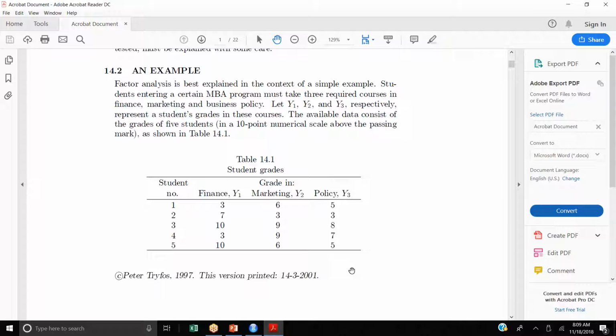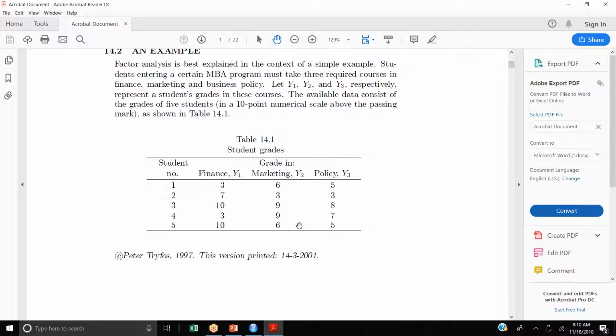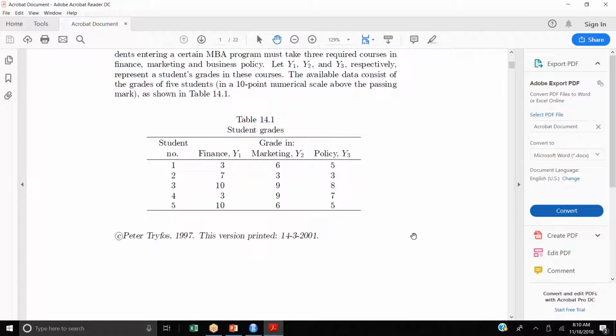So before even going to this example, let's take this example. This is a student grade in finance, marketing, and policy. And this doesn't have to be only 3 variables. It could be 10 variables and there could be hundreds of students, or 15, 20, 30 variables. But how do we make decisions with 20, 30 variables about who to select?